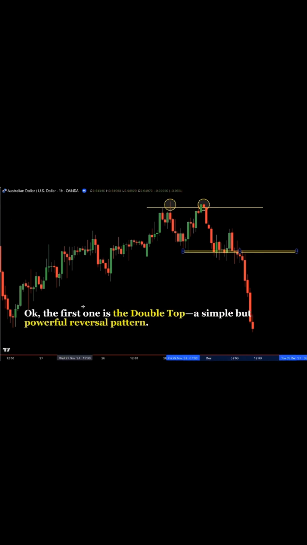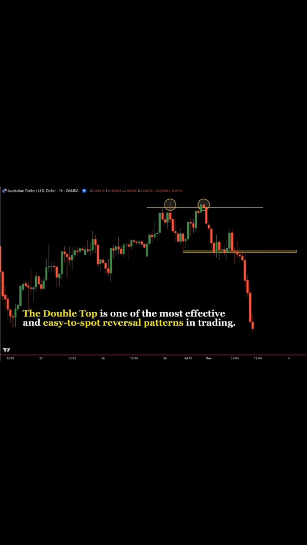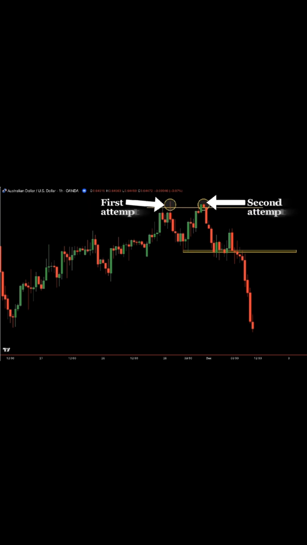Okay, the first one is the double top, a simple but powerful reversal pattern. The double top is one of the most effective and easy to spot reversal patterns in trading. It signals that an uptrend may be coming to an end and a potential move to the downside is likely. This pattern forms when price attempts to break a resistance level twice but fails both times. This failure shows that buyers are losing momentum and sellers are stepping in to push prices down.